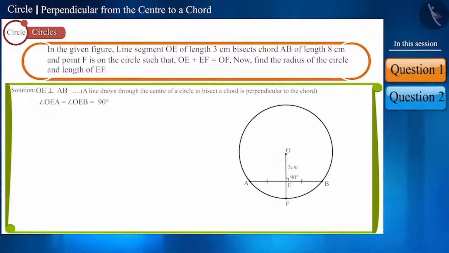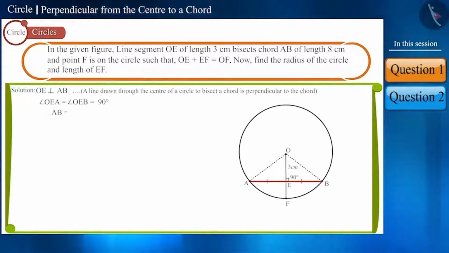So, how do we proceed now? Friends, if we join O with point A and point B, then we get the radii of the circle OA and OB and the two right-angled triangles OEA and OEB. Friends, you can see that OA and OB are the hypotenuse of the right-angled triangles OEA and OEB respectively.